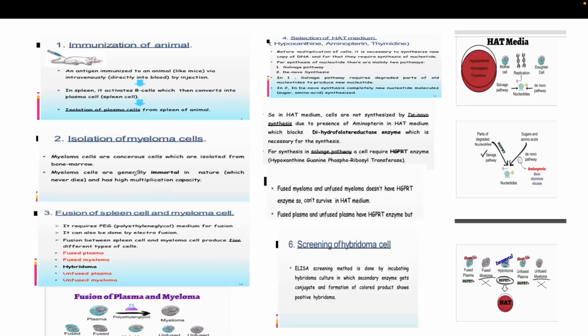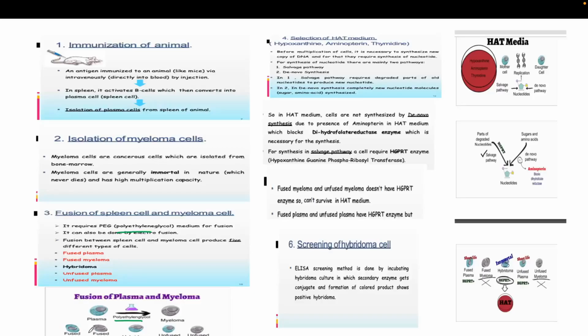Then the third step is fusion of the spleen cell and myeloma cell. Through a fusing agent, polyethylene glycol, we fuse these two cells together. Here you can see that when the plasma cell and myeloma cell are fused together with the help of polyethylene glycol, there are five probabilities of cell production. The first probability will be a fused plasma cell.